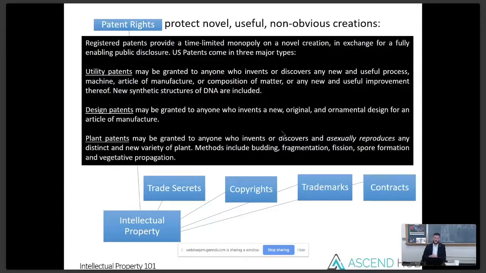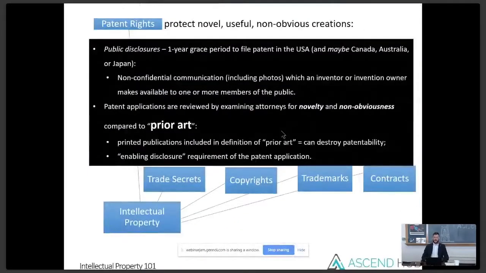So utility patents, to back all the way up, may be granted to anyone who invents or discovers any new and useful process, machine, article of manufacture, composition of matter, or any new and useful improvement thereof. New synthetic structures of DNA are included. So again, we're talking about the utility patent, a utility monopoly. How it's used is important. And you have to identify that use when you file the application. So again, these protect novel, useful, non-obvious creations.